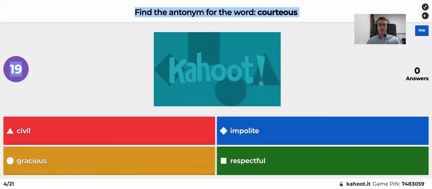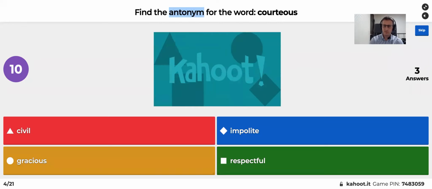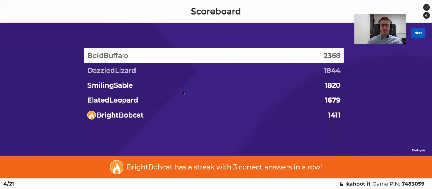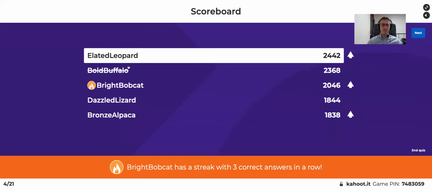Find the antonym for the word courteous. So antonym is opposite meaning. Find the opposite meaning of courteous. Impolite, right? So we could have said rude, right? Rude is also the opposite of courteous. All right. Ooh, Elated Leopard back on top. And Bright Bobcat is getting some bonus points now.